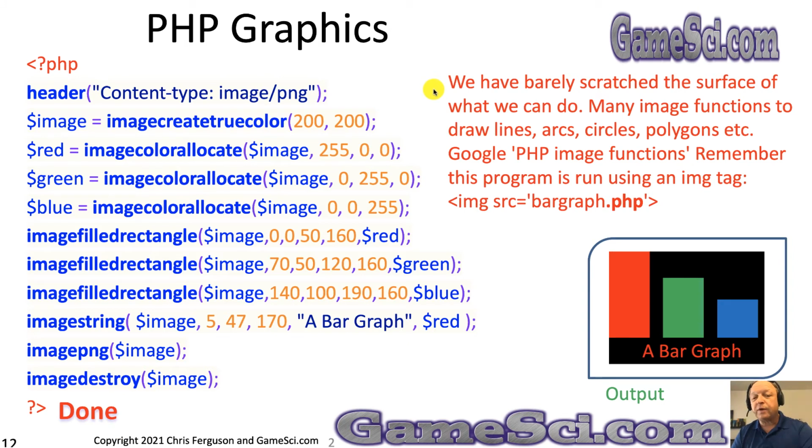We have barely scratched the surface on what we can do. Many image functions draw lines, arcs, circles, polygons, etc. Google PHP image functions to see an overview of all of them, or Google PHP draw a circle or PHP draw a triangle to get specific examples of drawing those shapes. Remember, this program is run using an image tag. In the image tag, you list a PHP program. It will generate a graphics file for the browser to display. These are much more dynamic than static images.